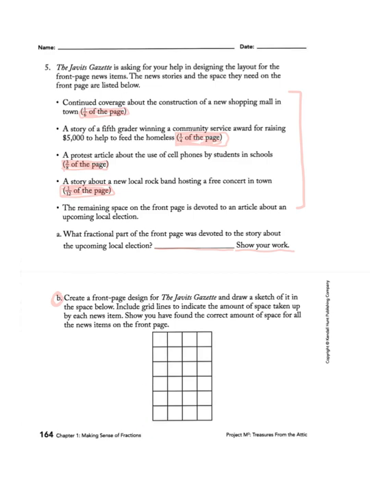So notice, first of all, how many equal pieces your area model has been divided into. It's a 6x4 array, so that means there's 24 equal pieces here. How could you show what 1/6 of the 24 equal pieces would be? Once you figure out what 1/6 of 24 is, then you know that's how much space you need for continued coverage about the construction of a new shopping mall in town. So that's section 1 already done for you.